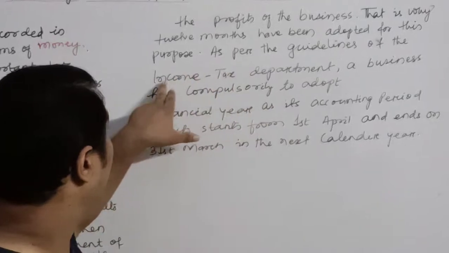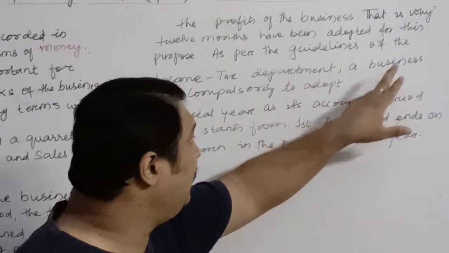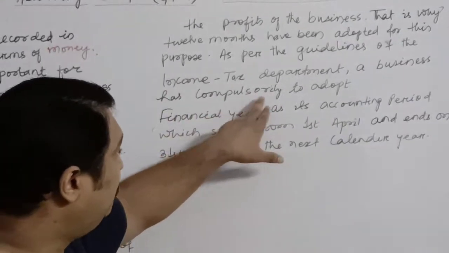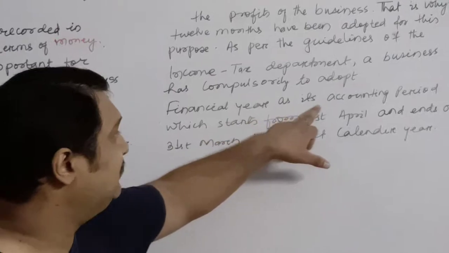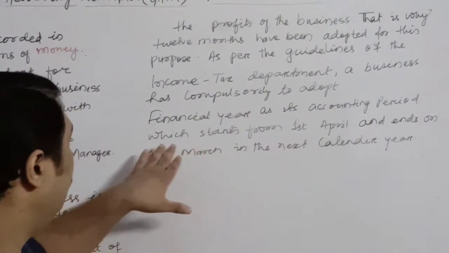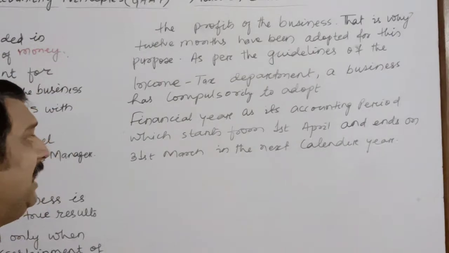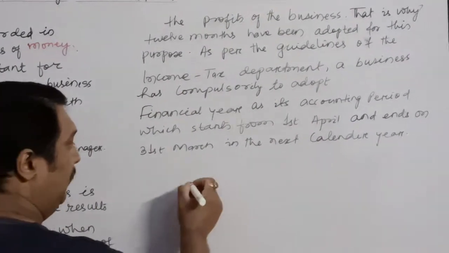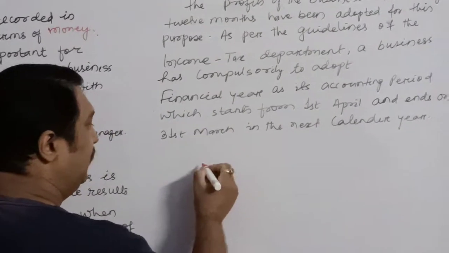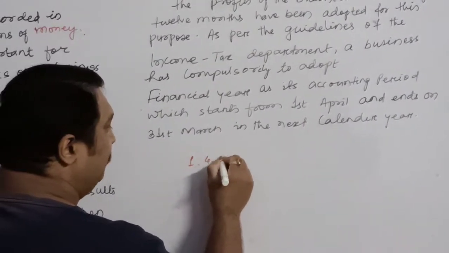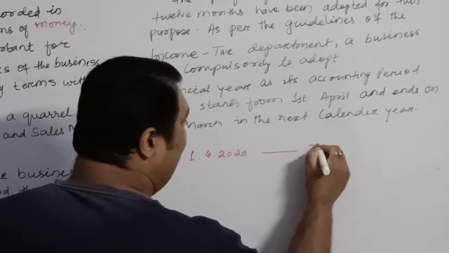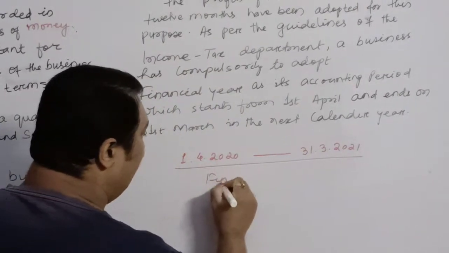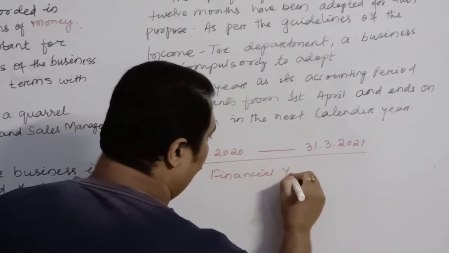So even the income tax department has given a necessary guideline according to which all businesses must adopt the financial year as their accounting period or accounting year, which starts from 1st April and ends on 31st March in the next calendar year. For example, this financial year started from 1st April 2020 and will end on 31st March 2021. This, children, is known as the financial year.